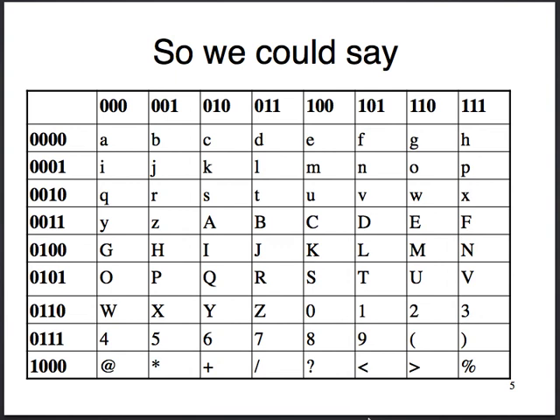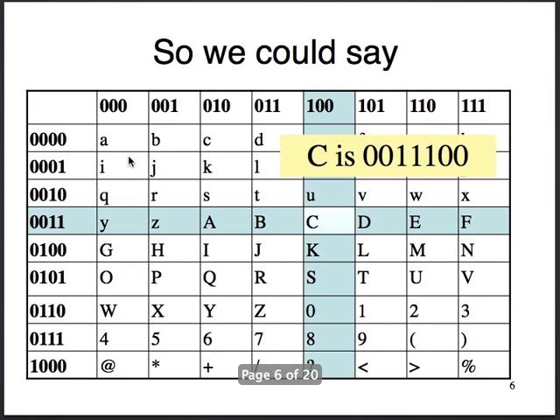So we'd read this then, starting with the bits here first, and then over here. So A would be 0, 0, 0, 0, 0, 0. I would be 0, 0, 0, 1, 0, 0, 0. And so uppercase C would be 0, 0, 1, 1, and then 1, 0, 0. So that's how we'd read a table like this.